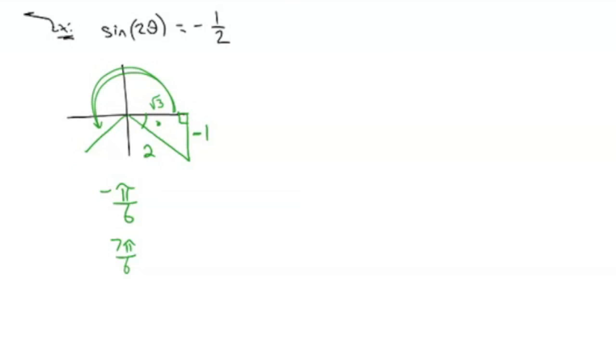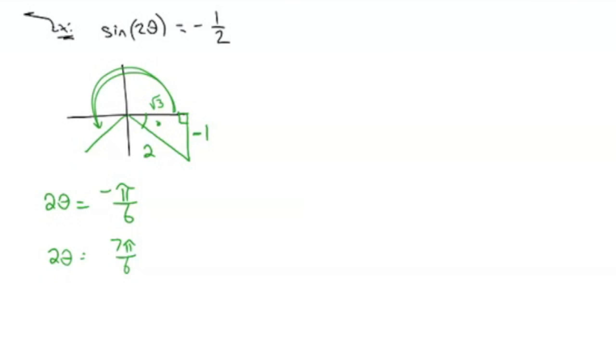These are the angles where we say the sine of the angle is equal to negative 1/2, but our angle is equal to 2 theta. It's 2 thetas. So 2 theta is equal to negative pi over 6, and 2 theta is equal to 7 pi over 6. You can't leave it like that.